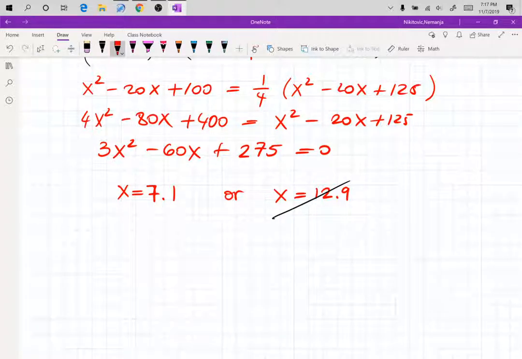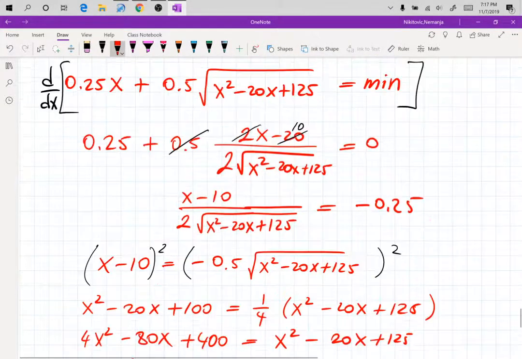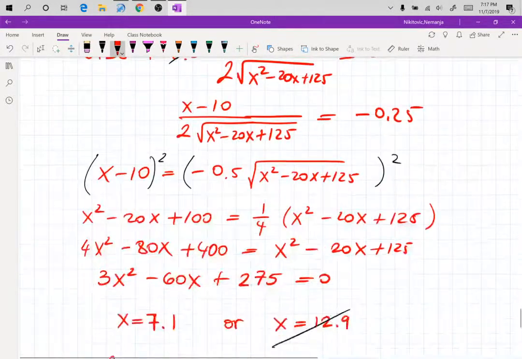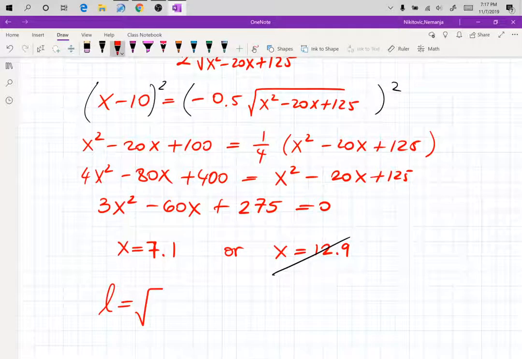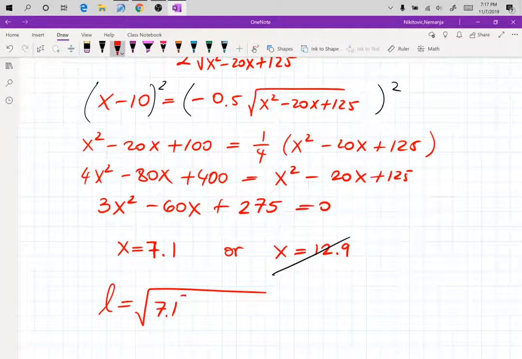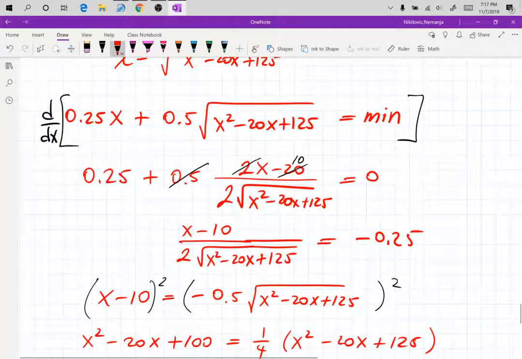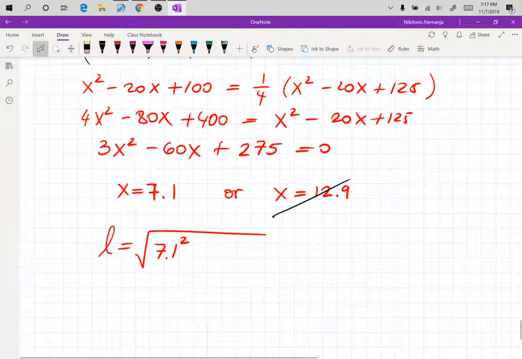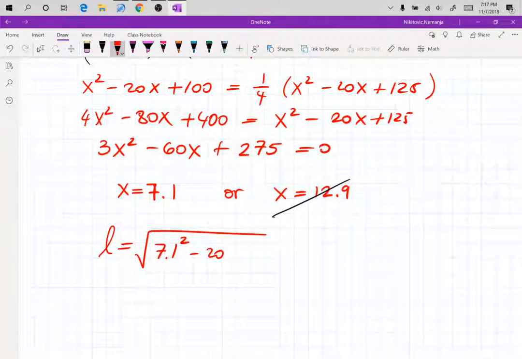So now we can calculate L, which was what? What was L? Square root of, kill me now, 7.1 squared minus 20 times 7.1 plus 125.